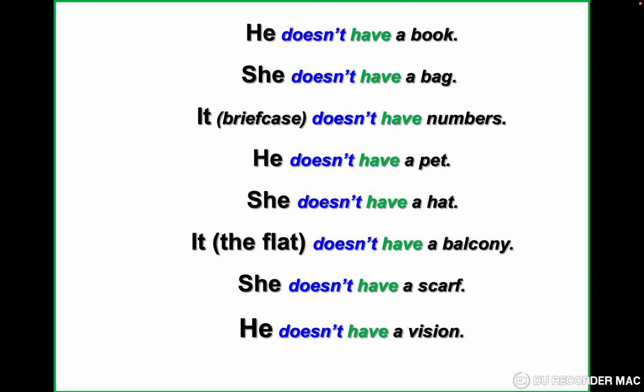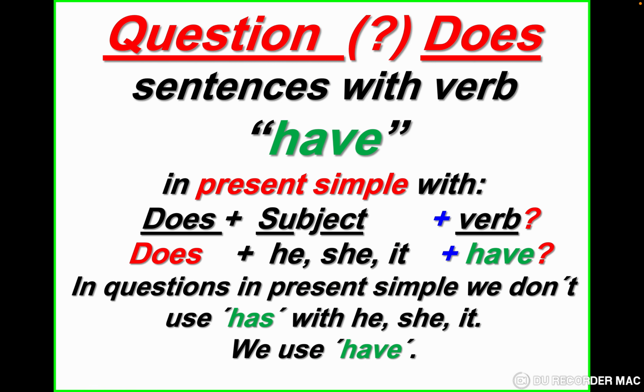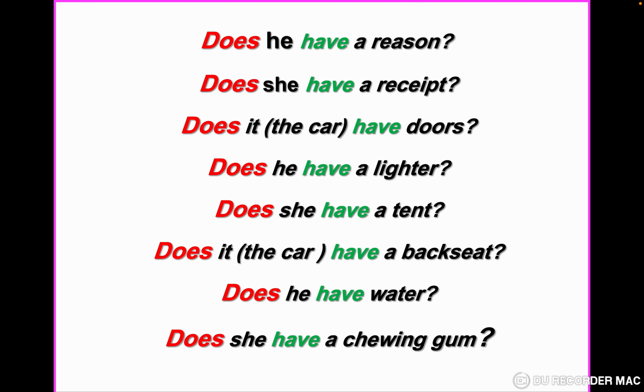Let's go to the next. The question form. Does he have a reason? If you say "do he have a reason?" it's not correct. Because with he, in the question, we don't use do. We use does. So remember does. And try to practice it to remember it and to learn it by heart. Does he have a reason? Does she have a receipt? So P is silent. Receipt.